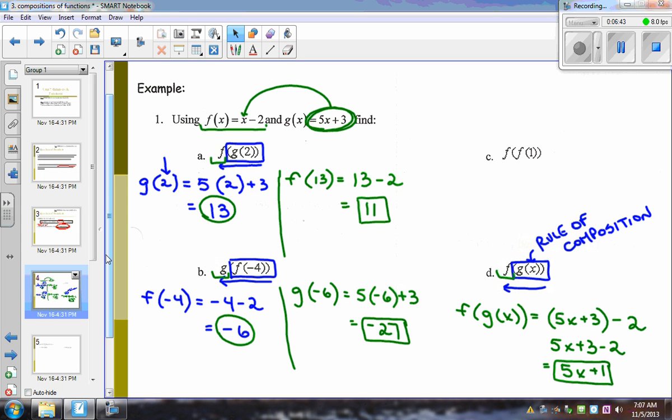So with that, guys, there is your concept of compositions. Nothing more than that, other than basically 2 evaluation skills and using the one output to become the input of the next function. We're going to see a little bit more of this tomorrow in class as you guys do your group work.